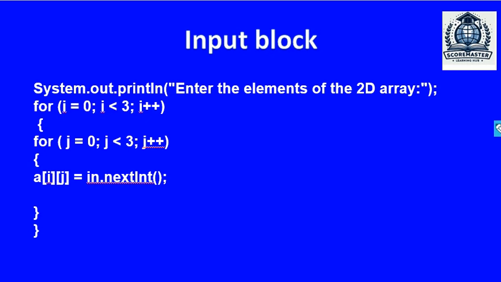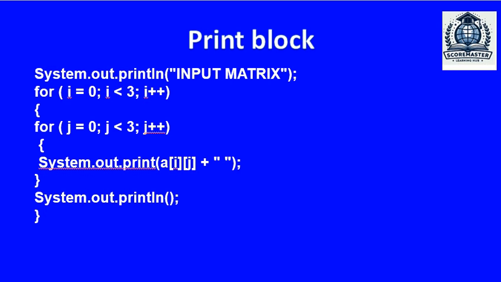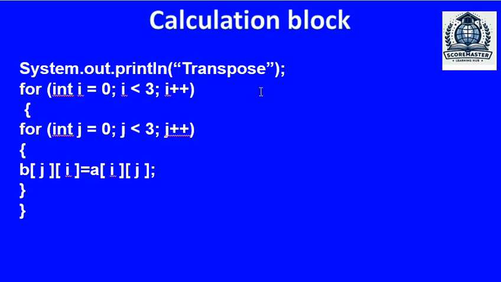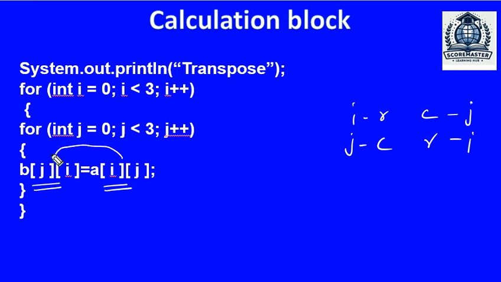So after taking the input, I will have to go to the printing block. So here I will be printing a of ij. After printing, what I do is I'm going with the calculation block. So all of you know that i is row and j is column. So I have to convert column and row, so it becomes j and i. So if we see here b of ji is equal to a of ij, that is this matrix is converted into a column matrix. Got it?